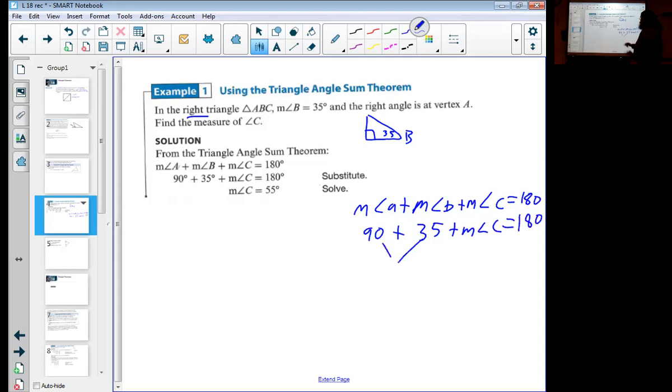So we can combine our like terms. 90 plus 35, that is 125. Plus, we don't know what the measure of angle C is, but we know that this whole thing added together is 180.